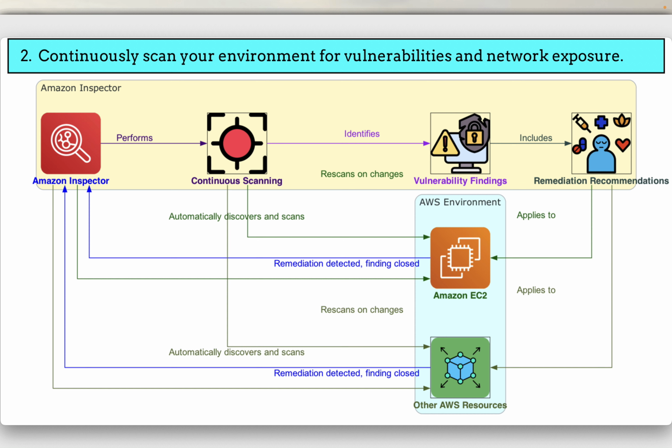Unlike traditional security scanning software, Inspector has minimal impact on the performance of your fleet. When vulnerabilities or open network paths are identified, Amazon Inspector produces a finding that you can investigate. The finding includes comprehensive details about the vulnerability, affected resource, and remediation recommendation. If you appropriately remediate a finding, Amazon Inspector automatically detects the remediation and closes the finding.